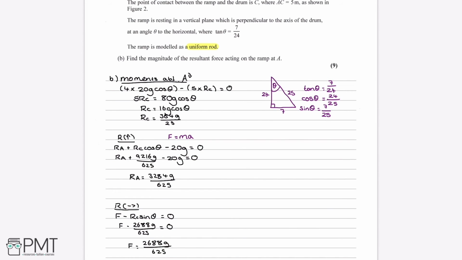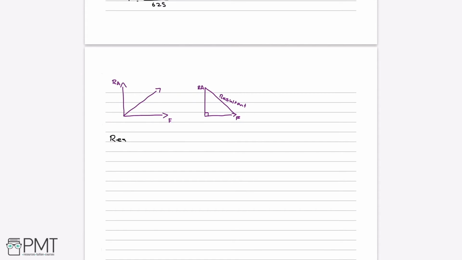So if we were to draw this triangle out, where RA acts upwards like this and F acts horizontally like this, the question originally was asking us to find a value for the resultant force acting on the ramp at A. The resultant is the resultant force of these two forces, and we can find it using Pythagoras' theorem. If we draw this triangle another way, the resultant force is the hypotenuse of these two forces. So the resultant is equal to the square root of RA squared plus F squared.